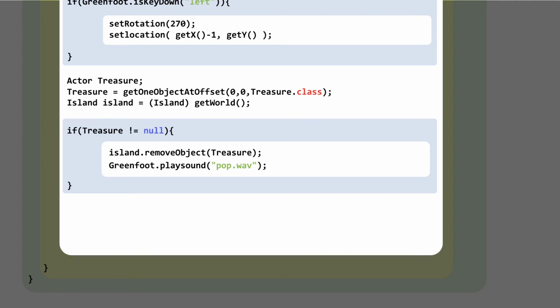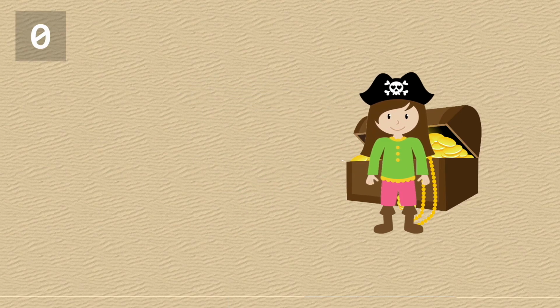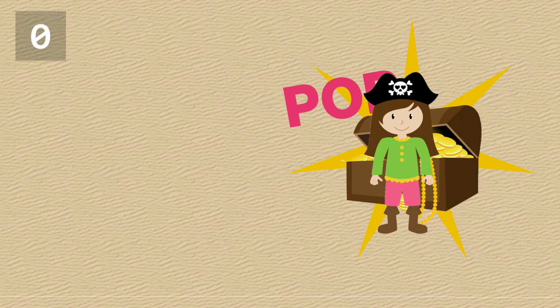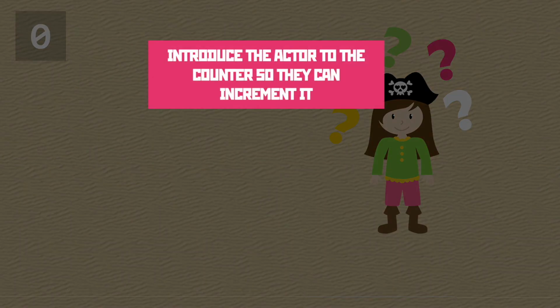Okay, so let's think about how this is currently working. The counter is there, but just like when we were working with the collision detection, the pirate doesn't know the counter exists. The pirate moves over the treasure, it disappears, the pop sound happens, and then how can we adjust the code if the actor can't see the counter? So our first job, once again, is to introduce the actor to the counter. The code for this is something we've actually written. We made the code to introduce the counter earlier.